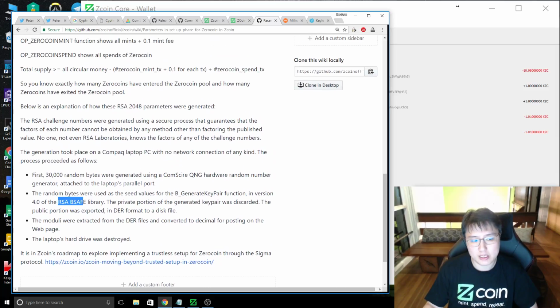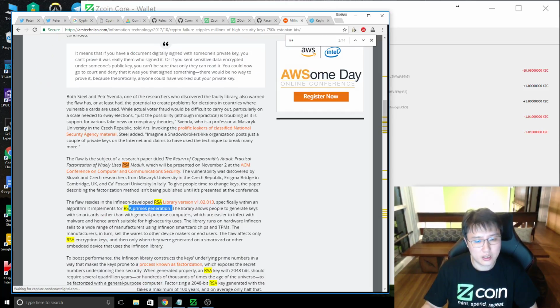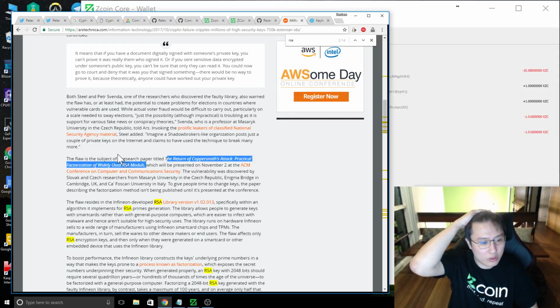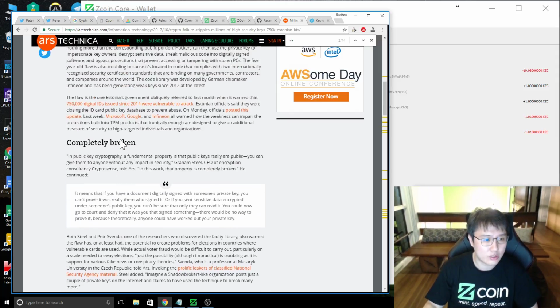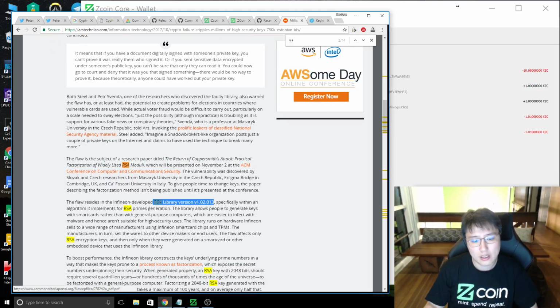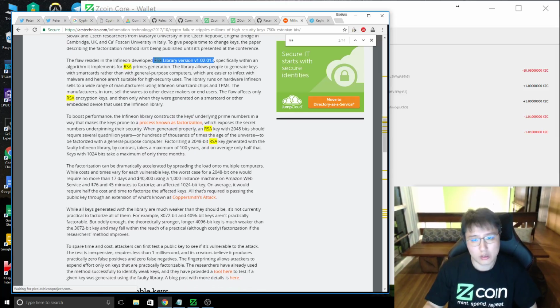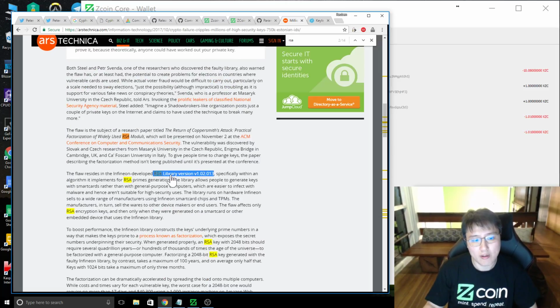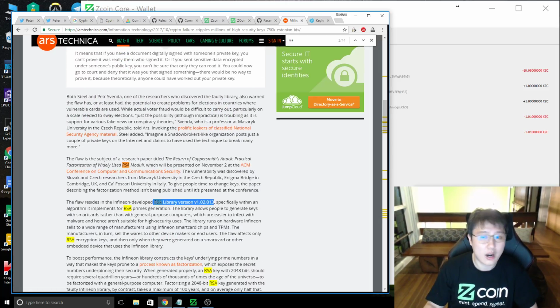And RSA BSAFE was used. There was a recent scare from Ars Technica on this, the return of Coppersmith's attack, practical factorization of widely used RSA moduli. A couple of you messaged us asking, whoa, is RSA broken? Are you affected? Because we also use RSA 2048. But it was actually a vulnerability limited to this particular RSA library version by Infineon. And as you can see, we use RSA BSAFE, so we're not affected by this. You don't have to worry about this. It's only a vulnerability in this particular library. It's not that RSA is broken.